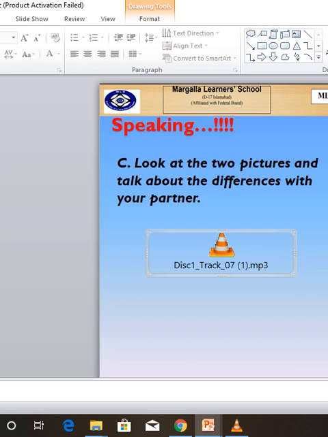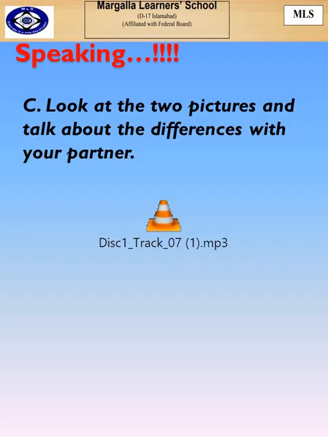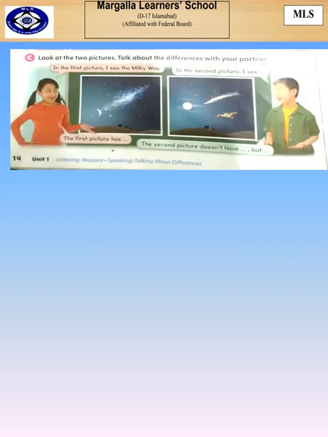Page 14. Speaking. C. Look at the two pictures. Talk about the differences with your partner. In the first picture, I see the Milky Way. In the second picture, I see a comet. The first picture has a quarter moon. The second picture doesn't have a quarter moon, but it has a full moon.